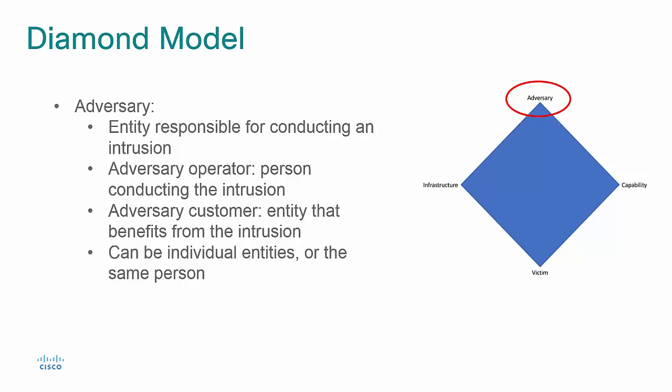An individual may wish to provide an effect or in some way benefit from an intrusion event, but does not possess the technical skill to conduct the actual operation. Therefore, acting as the adversary customer, they hire someone who is capable of carrying out the act.